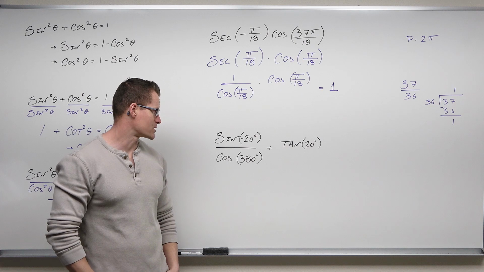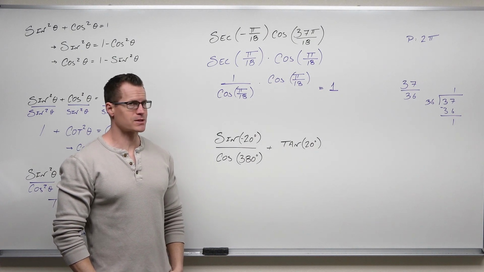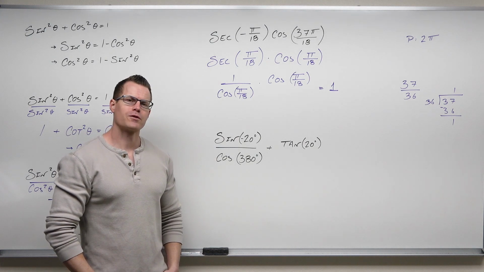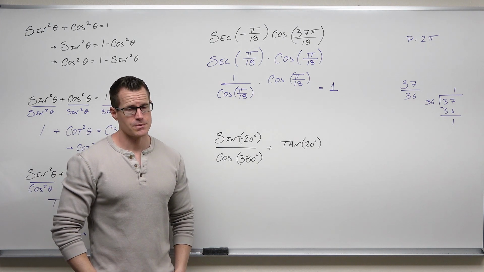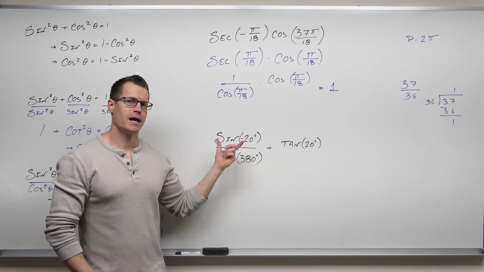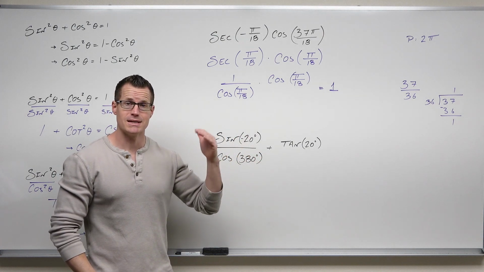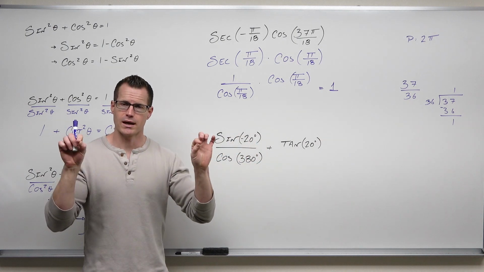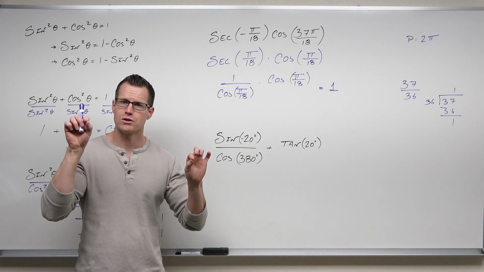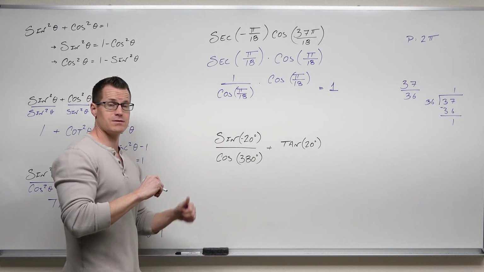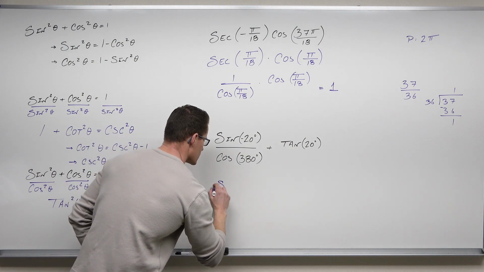Okay, last one. So I've got sine of negative 20 degrees, cosine 380 degrees, plus tangent of 20 degrees. Our first thought is simplify our angles. So I know that since sine is an odd function, sine of negative 20 degrees can be written as negative sine of positive 20 degrees. Change your angle's sign, change your function's sign for odd functions. So I'm going to write this as negative sine 20 degrees.